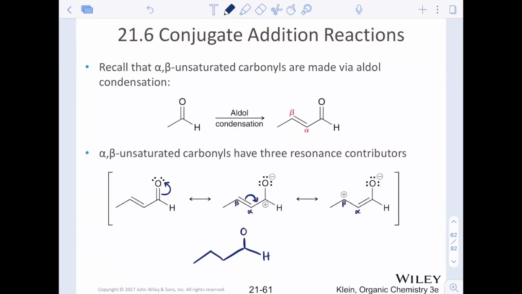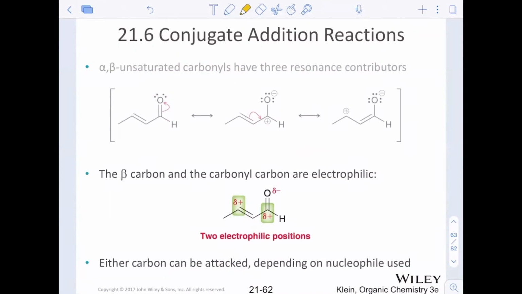Okay, so resonance hybrid. Let's just talk about that real fast. Delta minus on the oxygen, double bond character all throughout, and then delta plus on the carbon of the carbonyl and on beta. So where we saw an electrophilic position before was the carbon of the carbonyl with an alpha beta unsaturated carbonyl. We also see another electrophile at beta. There it is, two electrophilic positions. Either one can be attacked depending on what nucleophile we use.